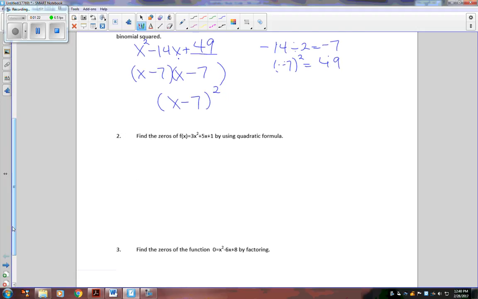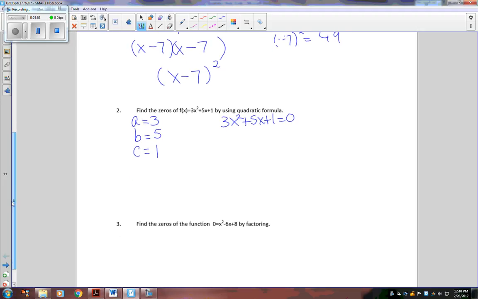Number 2 asks you to find the zeros using the quadratic formula. The quadratic formula is at the top of your page. First, make sure it's in standard form, which it is, and set it equal to 0. 3x squared plus 5x plus 1. It does not matter if 0 is on the right or the left. Now pick out A, B, and C. A is 3, that's the coefficient of your squared term. B is 5, the coefficient of the linear term. And C is 1, your constant term.